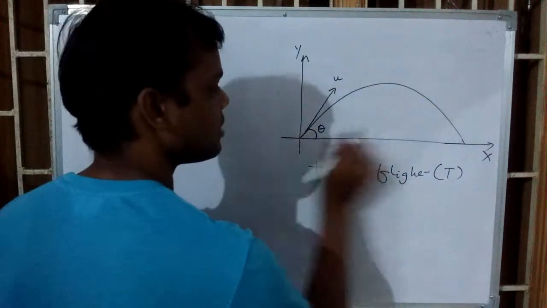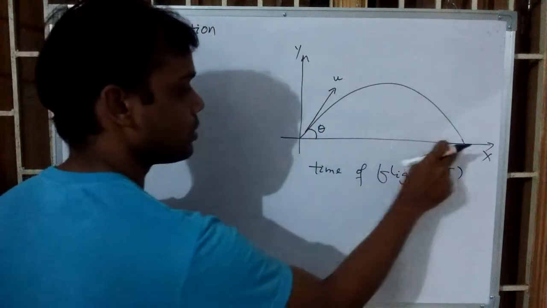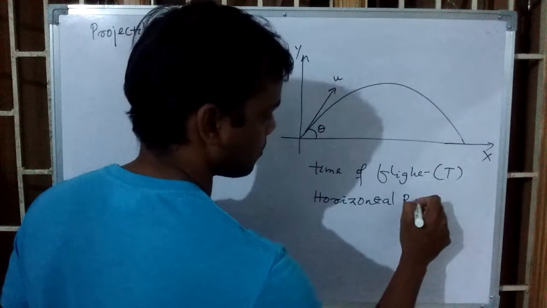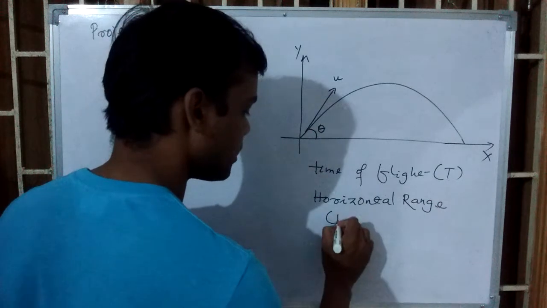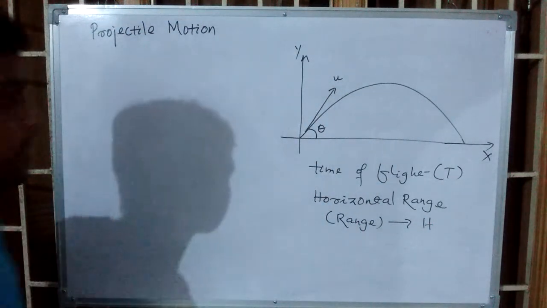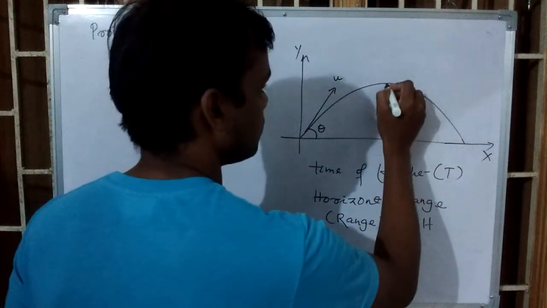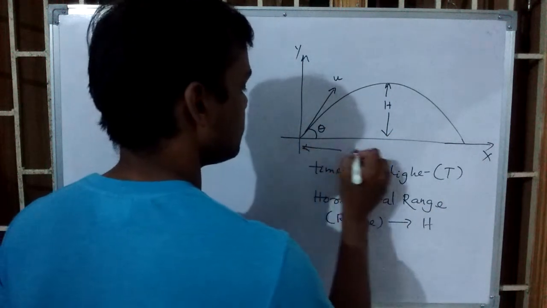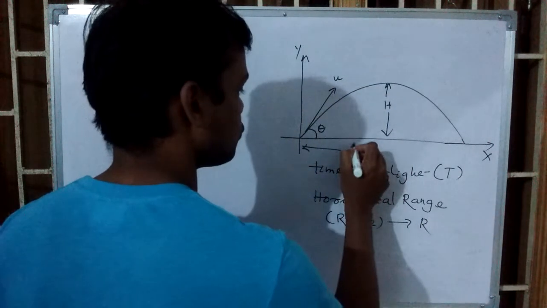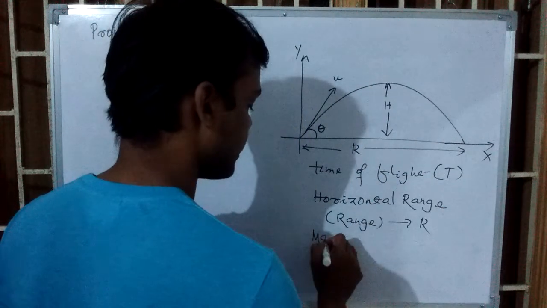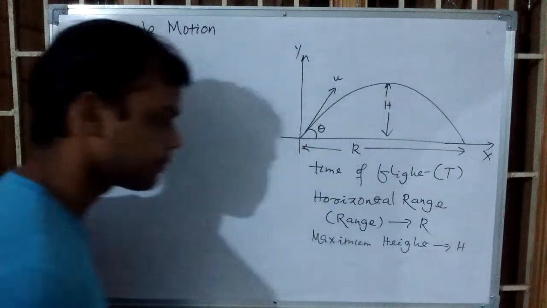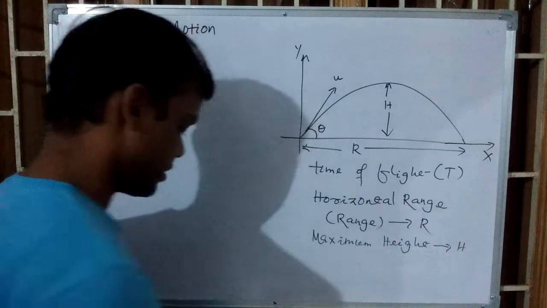Another factor is the distance traveled by the body in the horizontal direction. This is called range or horizontal range, or simply you can call it range. It is denoted as, actually not h, it is capital R. So this is range. Another factor is the maximum height covered by the body. This distance is called maximum height. Now we shall derive one by one all these quantities.